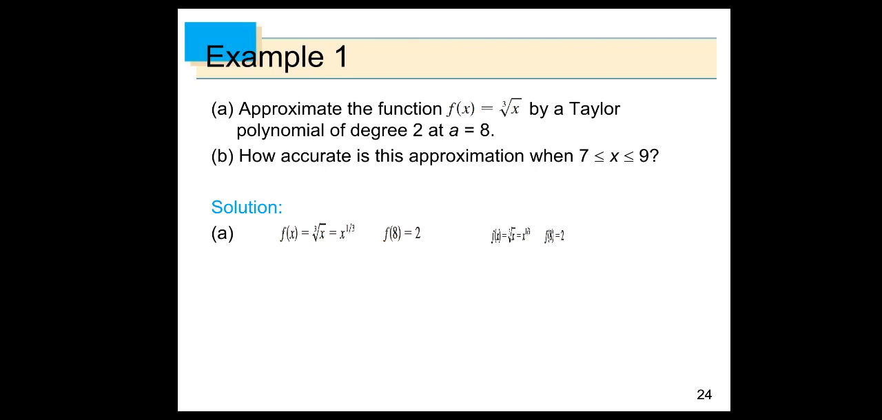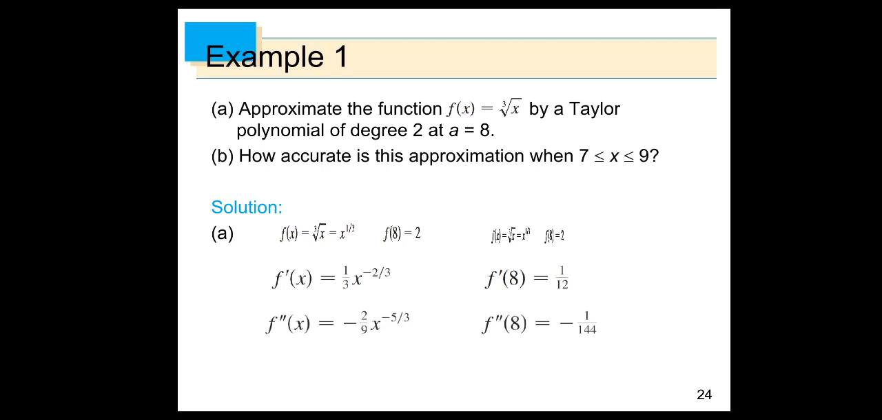For part 1, we have the solution here. When we evaluate f(x), it is equal to x^(1/3), and when we evaluate f(a), it is equal to 2. In the next step, we find the derivatives of f(x) and f(a). The derivative of f(x) is (1/3)x^(-2/3), and the derivative at 8 is 1/12.